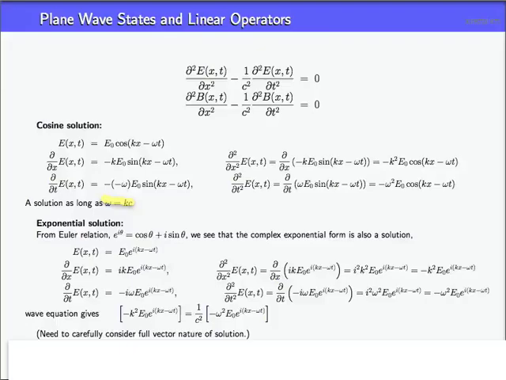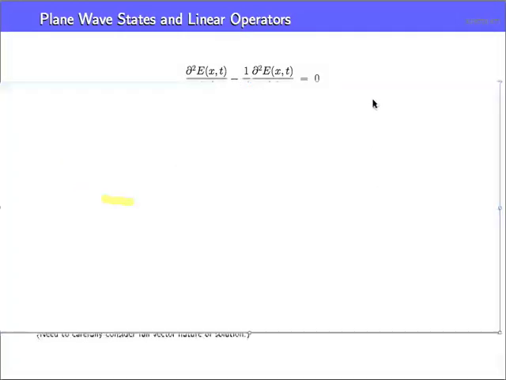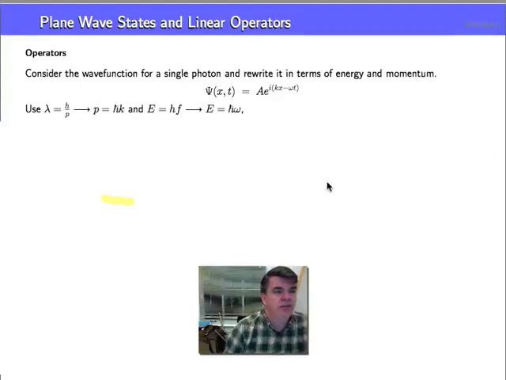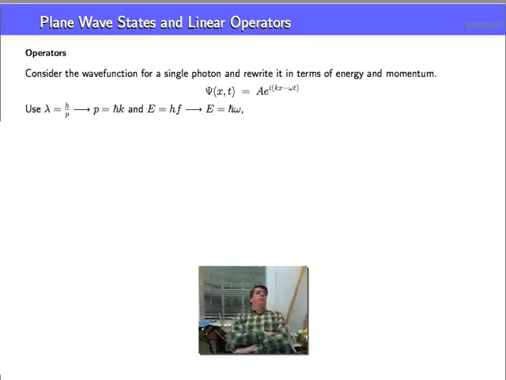Now, let's look at another case. What we want to do now is think about this in terms of the wave function, and we're going to still talk about a single photon. There are some caveats there, but we'll talk about a single photon for the moment. And what we want to do is rewrite the plane wave state, which we just introduced, in a different way.